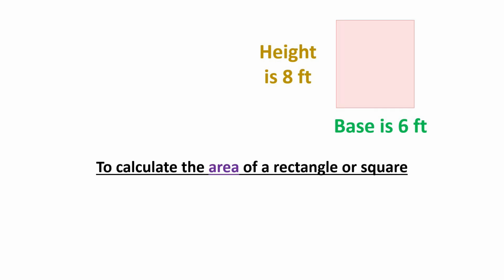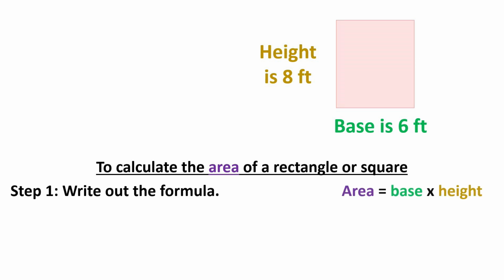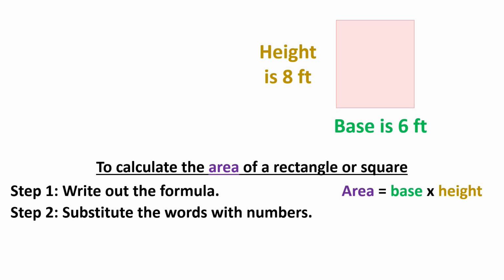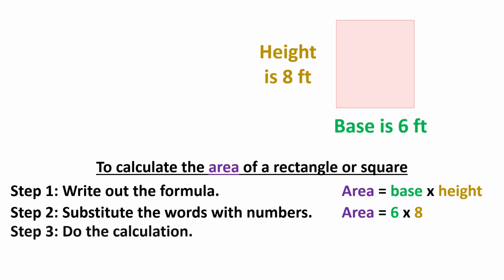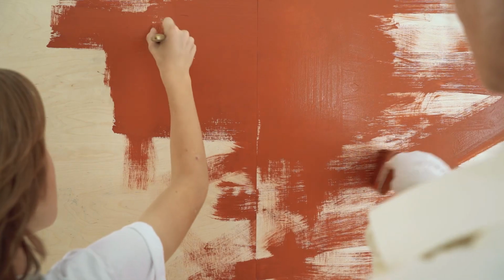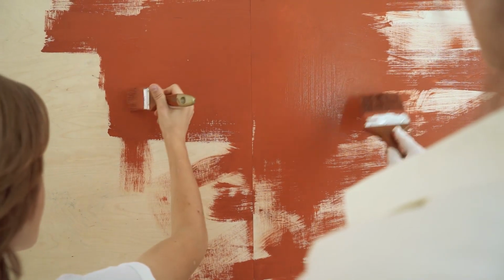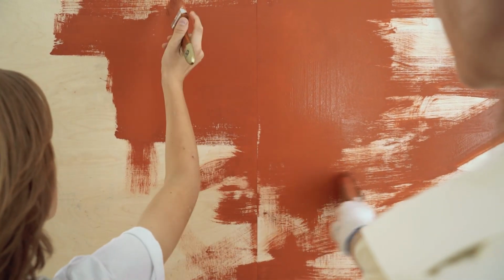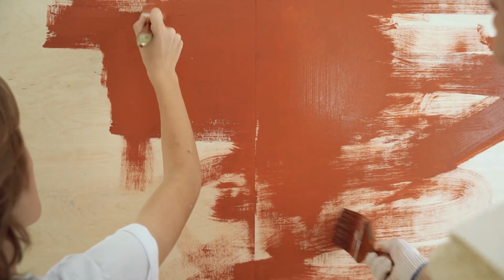To calculate the area of a rectangle or square, we do 3 steps. Step 1. Write out the formula. The formula is area equals the base times the height. Step 2. Substitute the words with numbers. The base is 6 feet and the height is 8 feet. Step 3. Do the calculation. 6 times 8 equals 48, so the area of this rectangle is 48 square feet. Each can of paint covers 50 square feet, so Susie and her son only need 1 can of paint to paint this entire wall.